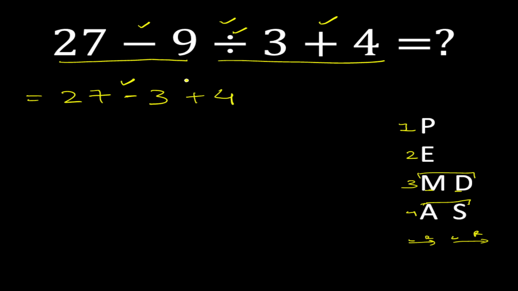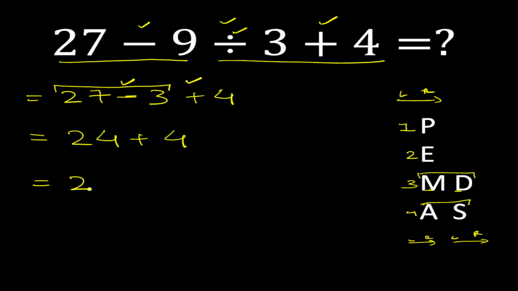Now here we have subtraction and here we have addition. Addition and subtraction both have equal priority, so we have to solve it from left to right. So first we have to solve this subtraction. So 27 minus 3 is equal to 24, plus 4. So now 24 plus 4 is equal to 28. So the correct answer is 28.